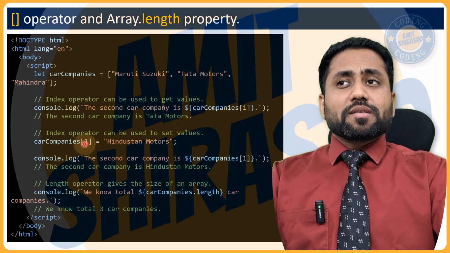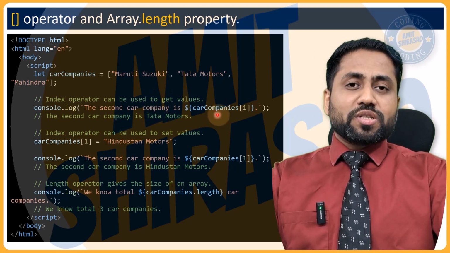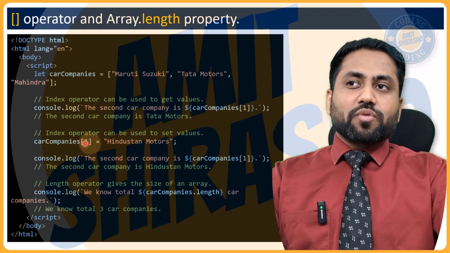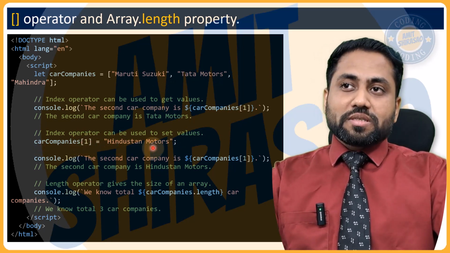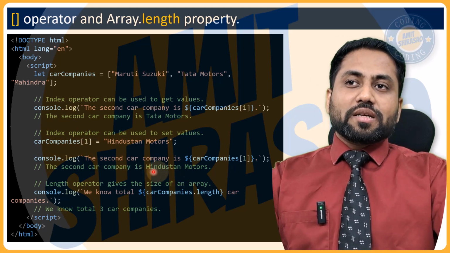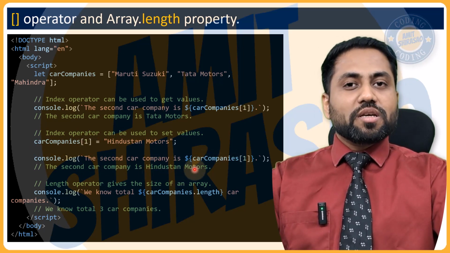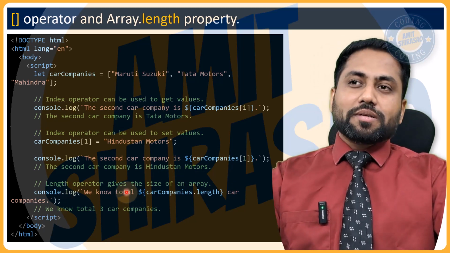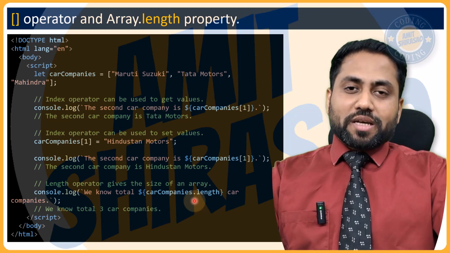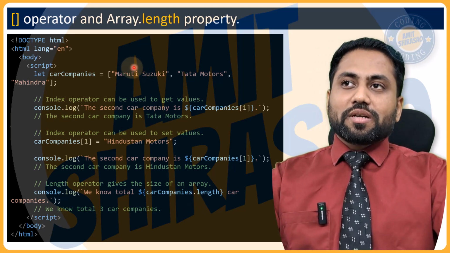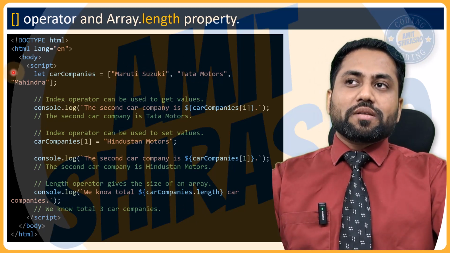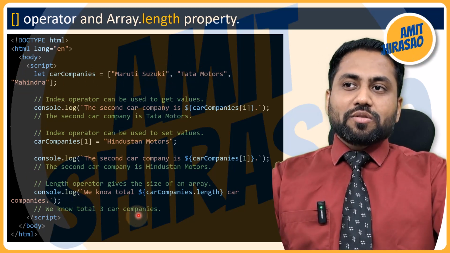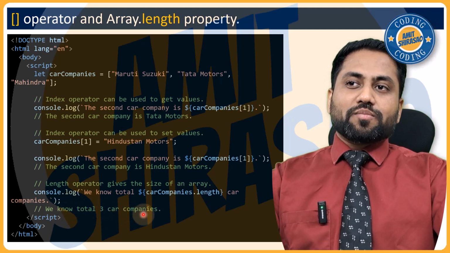Now here I am getting the value using the index operator. Can I set a value? Of course I can set. I can just say carCompanies of 1 is equal to Hindustan Motors. And now if I console it out, then carCompanies of 1 will give me Hindustan Motors. Now what is this length property? The length gives the length of the array, that means the size of the array. So here how many elements are there in the array? 1, 2 and 3: Maruti Suzuki, Tata Motors and Mahindra. So the length is 3. So we know there are total 3 car companies.